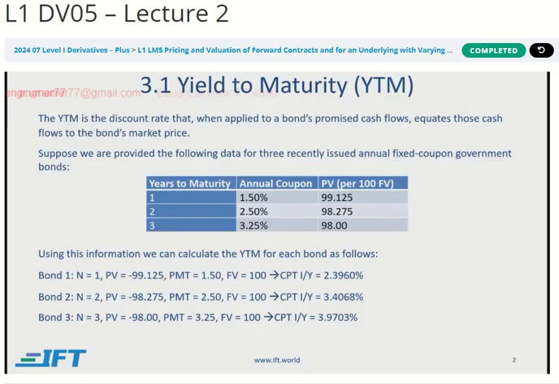Now here we have 3 different bonds. One bond which is maturing in 1 year, another bond which is maturing in 2 years, and another bond which is maturing in 3 years. This bond is paying a coupon of 1.5%, this bond is paying a coupon of 2.5%, this bond is paying a coupon of 3.5%. This is the current value of this bond, the present value or the price in the market. This is the present value of this bond and this is the present value of this bond.